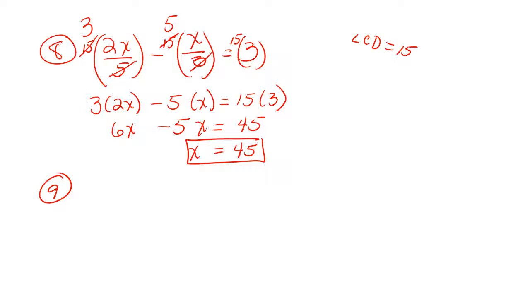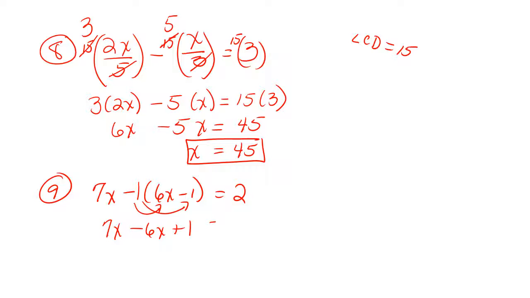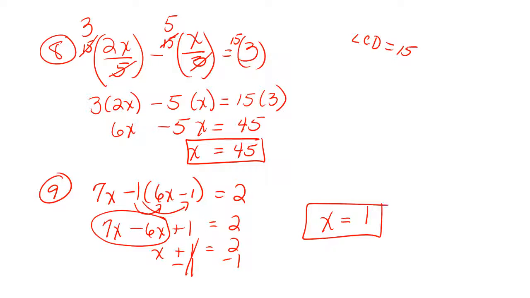Question number 9 is another equation. I will distribute the -1 across this parentheses and bring down the rest of the terms. Notice that 7x minus 6x gives me just simply 1x. So I would now subtract 1, and x would equal 1, which was 2 minus 1.